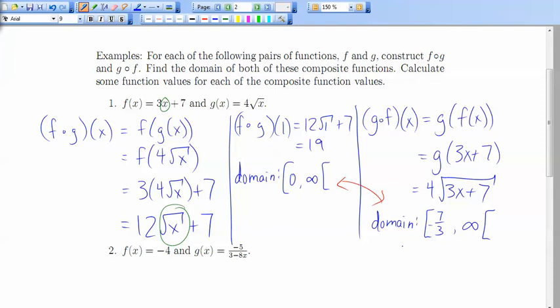If I try to plug 1 into g of f, well, I'd get the root of 3 plus 7, so the root of 10, and 4 times that. 4 times the root of 10. That's totally different than 19. Okay, so g of f and f of g are completely different functions.